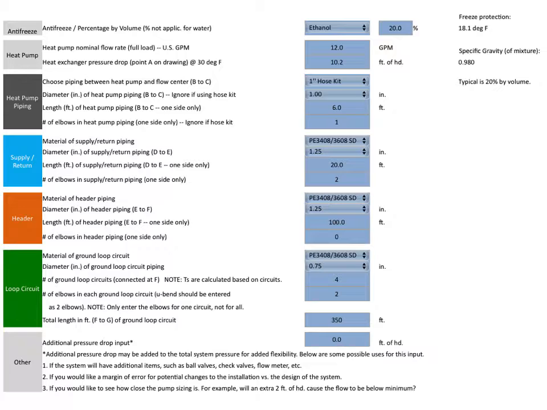And I mentioned this is a vertical loop, so we'll have a U-bend at the bottom, and that's what we have here for the number of elbows. 2 elbows is that U-bend at the bottom. And finally, we need the length of that circuit. So this is actually the total length from where it connects to the supply header, down through the bore, through the U-bend, and back to the return header. And in this case, we had 175-foot bores, four 175-foot bores. So the total circuit is actually 350 feet. That's 175 feet down, 175 feet back.